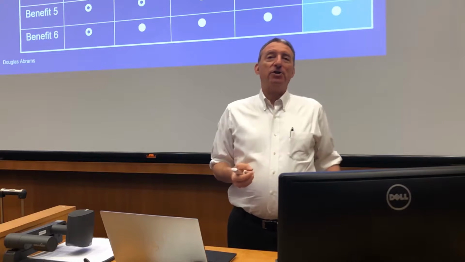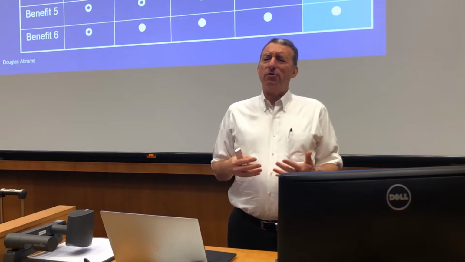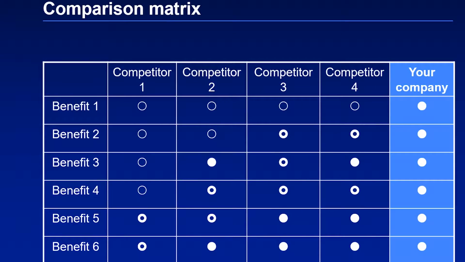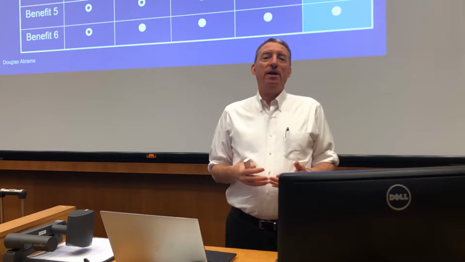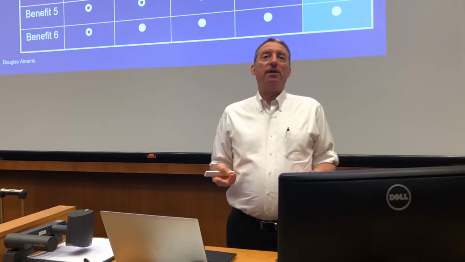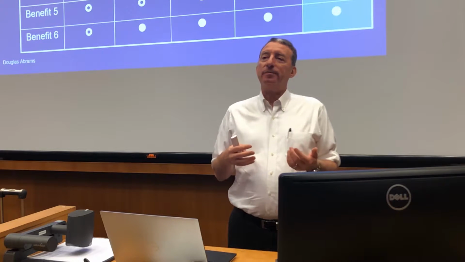Product differentiation is how your product is better or different, and especially better than competitor products, on dimensions that are important to your customers. So I find a very effective way to communicate this information is in a comparison matrix like the one that we're looking at here.